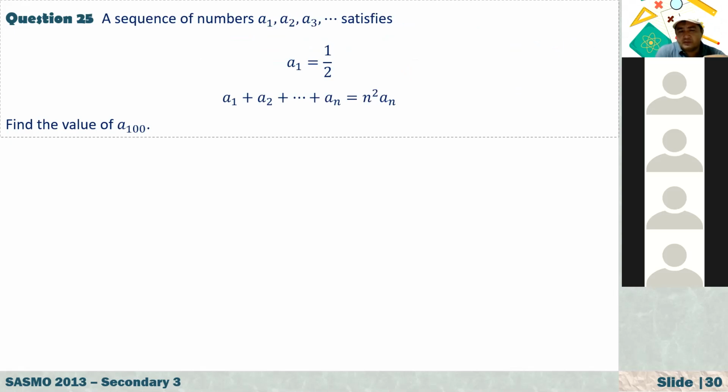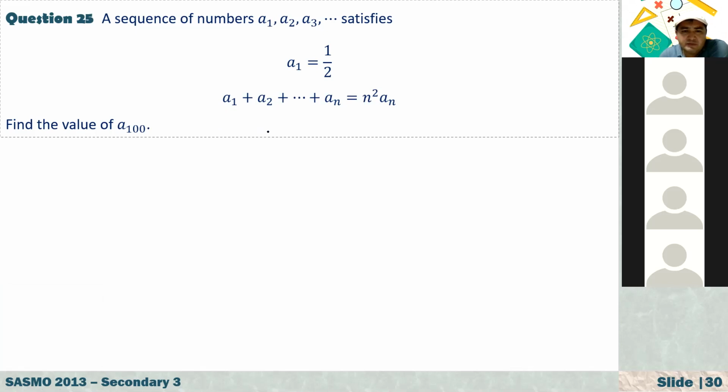A sequence of numbers a1, a2, a3 satisfies a1 equals 1 over 2 and a1 plus a2 plus up to an is equal to n squared times an. Find the value of a100. I think this must be a little bit hard question, but step by step, let's see what we have here. Now a1 is given, right? And a1 is equal to this.